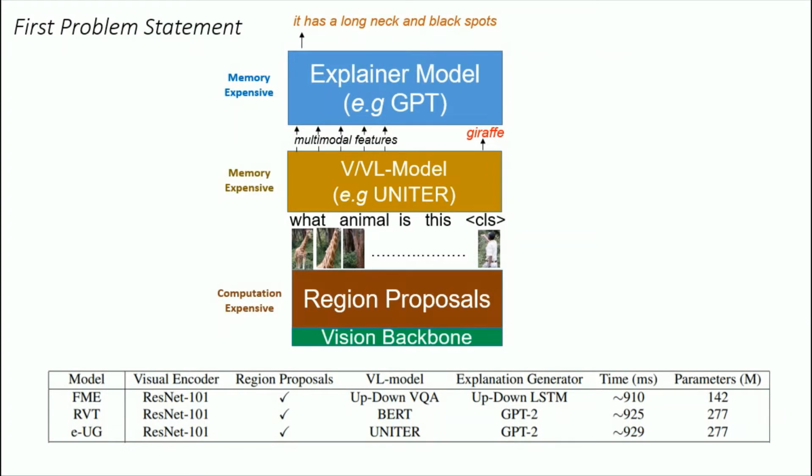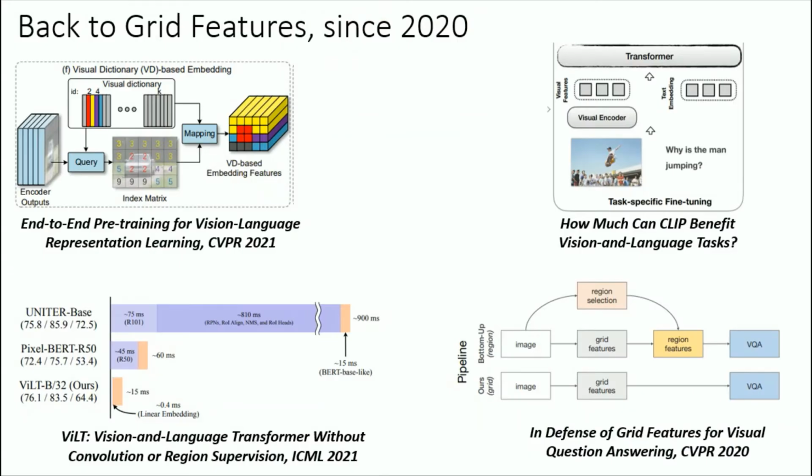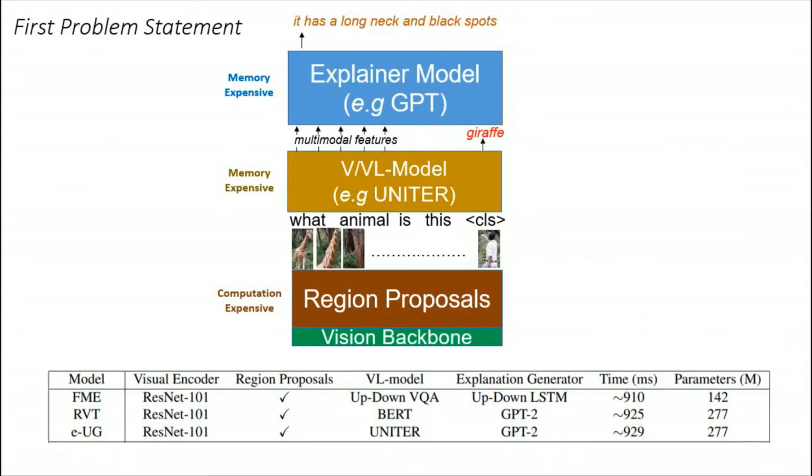We observe two main problems in current models. Firstly, region proposals is a very computationally expensive task. In fact, many works since 2020 have been shifting back to using grid features. On top of that, we have the vision language model, which is very memory expensive. In fact, current vision language models can reach over 300 million parameters. Therefore, both region proposals and the vision language model are a bottleneck when these models are to be deployed.